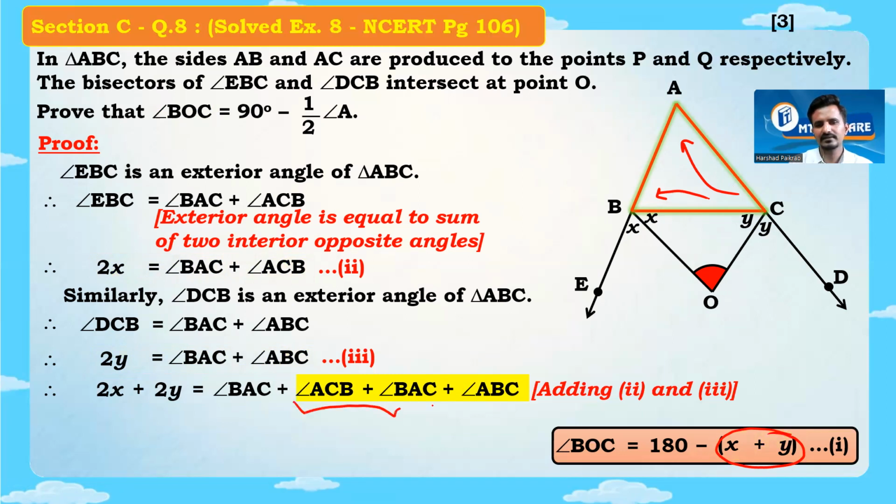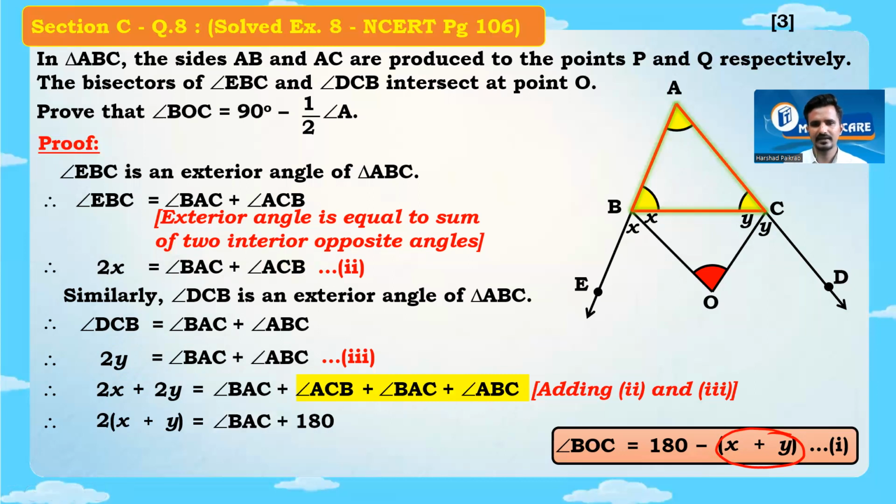Now observe these 3 angles in the figure. If you see the 3 angles carefully, angle ACB plus angle BAC plus angle ABC, these are the angles of triangle ABC. And what happens when we add all the angles of a triangle? What is the sum? The sum of all angles of a triangle is always 180. So in the place of these 3 angles, we can just write 180. So we will get 2 bracket x plus y is equal to angle BAC plus 180 degrees. This is because the sum of the 3 angles of a triangle is 180. Now we can shift the 2 from the left hand side to the right hand side. This 2 is multiplying on the left side.